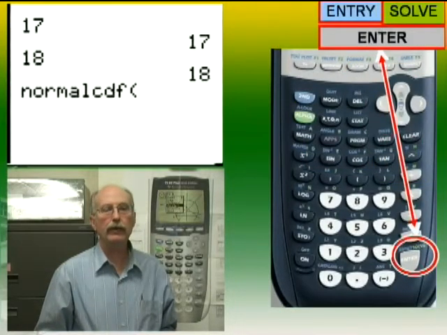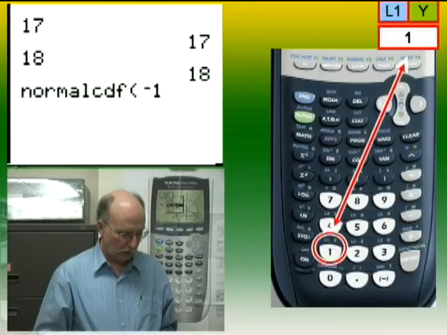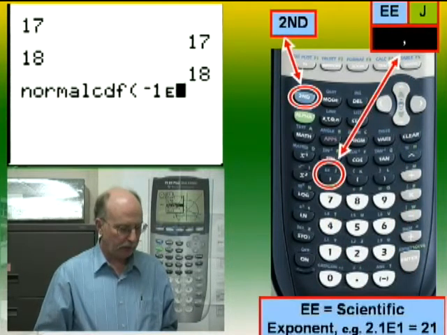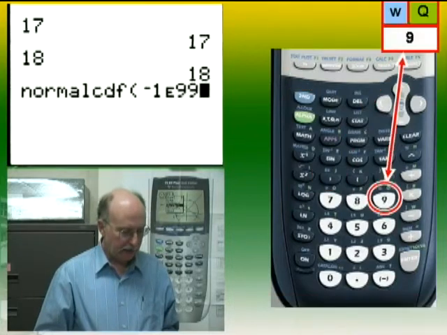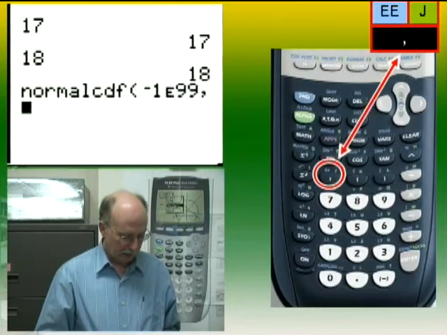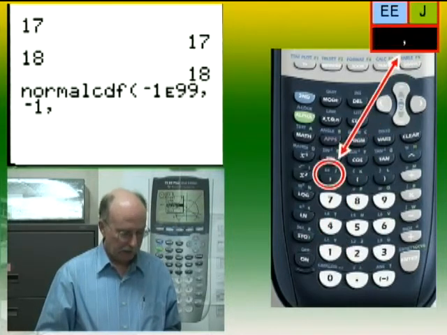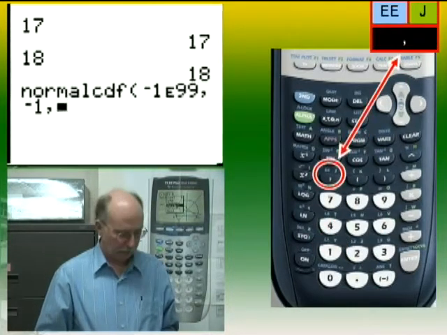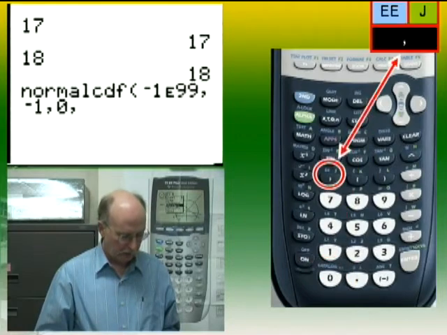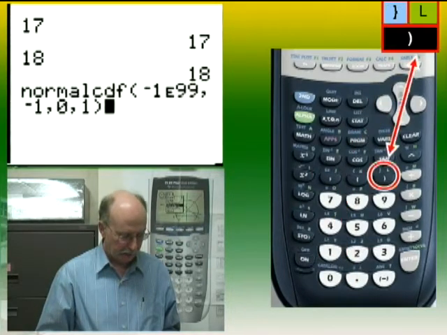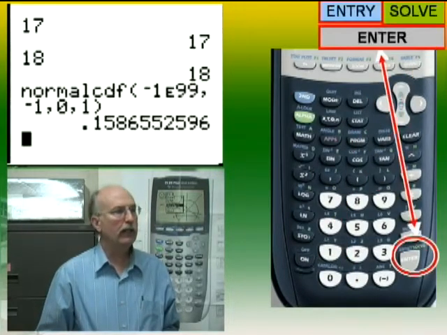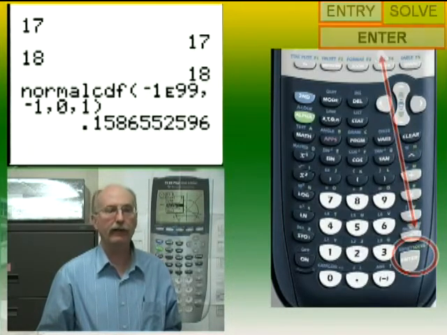And again, now we want the area between minus infinity and -1. So we'd hit -1, second, double E, 99, comma, -1, comma, and remember our standard normal curve has a mean of 0, comma, and a standard deviation of 1, comma, and we'd hit enter, and we would get the 0.15, 86, 55, etc.